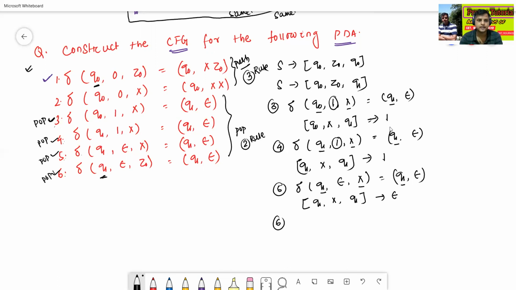Sixth one means sixth transition, delta Q1 epsilon Z0 equals Q1 epsilon. Then Q1 Z0 Q1 equals epsilon. Okay. So now we have already constructed the productions of context free grammar for third, fourth, fifth, and sixth transition.